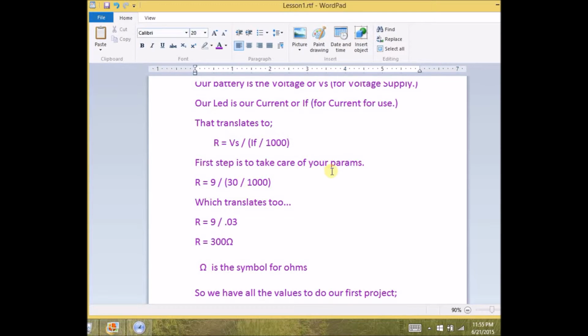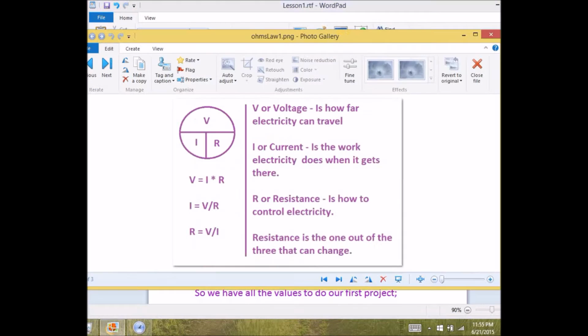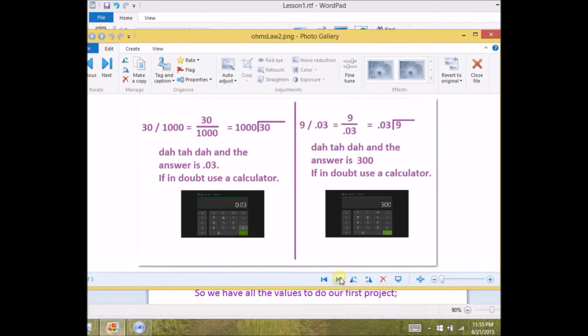So your first step is to take care of your parameters, and that's going to be the 30 divided by 1000. Now that's going to translate to resistance equals 9 divided by 0.03. 30 divided by 1000 is 0.03. Okay, now you even got a little handy dandy diagram for that.